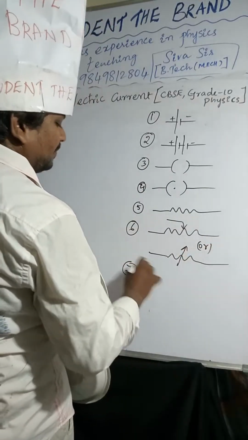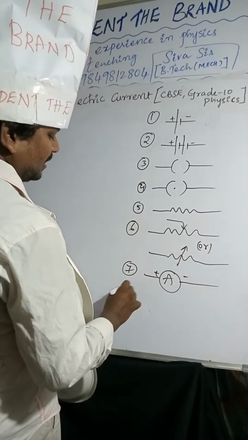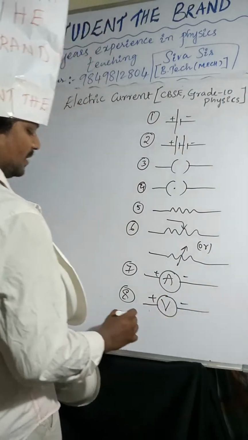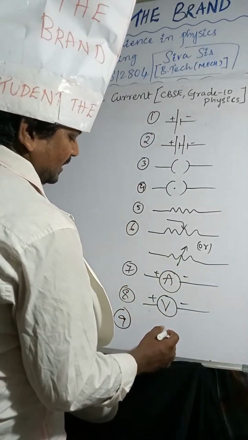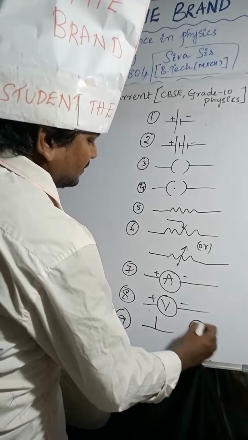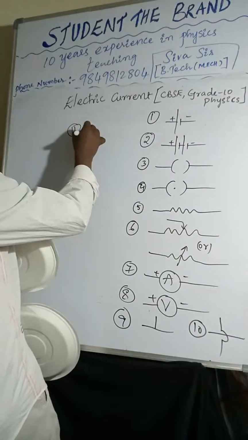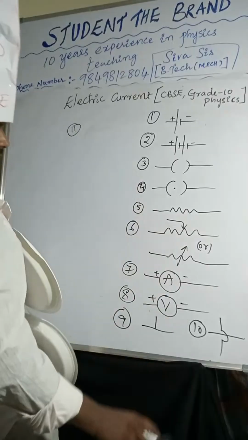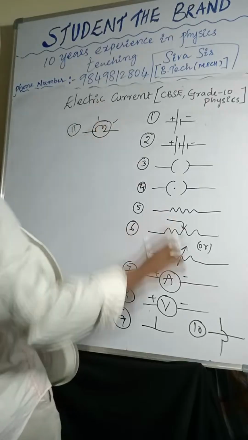The seventh one is the ammeter, with positive terminal and negative terminal. Eighth one is the voltmeter, with positive terminal and negative terminal. Next one is wire joining, and the tenth one is wire crossing. And the eleventh one is the bulb. This is the bulb symbol.